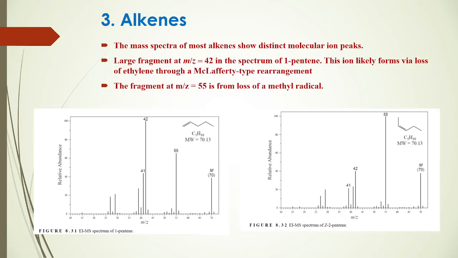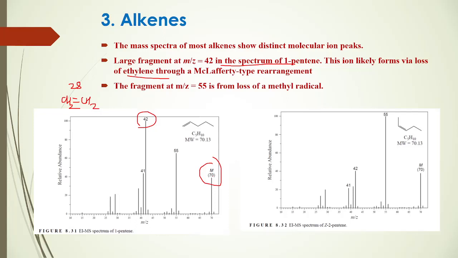For example, in 1-pentene we have the molecular ion peak at 70, and you can see the distinct molecular ion peak in the mass spectrum. The large fragment at 42 in the spectrum of 1-pentene is formed by the loss of an ethylene molecule, that is a minus 28. Friends, ethene is CH2 double bond CH2, and 12 plus 12 is 24, 25, 26, 27, and 28. So this molecule has a molecular mass of 28.